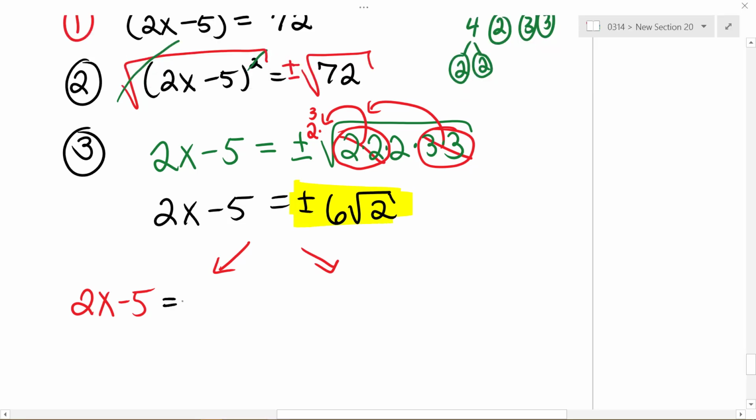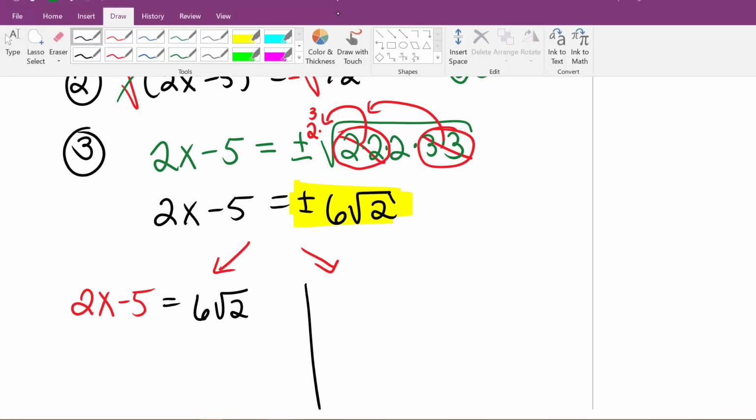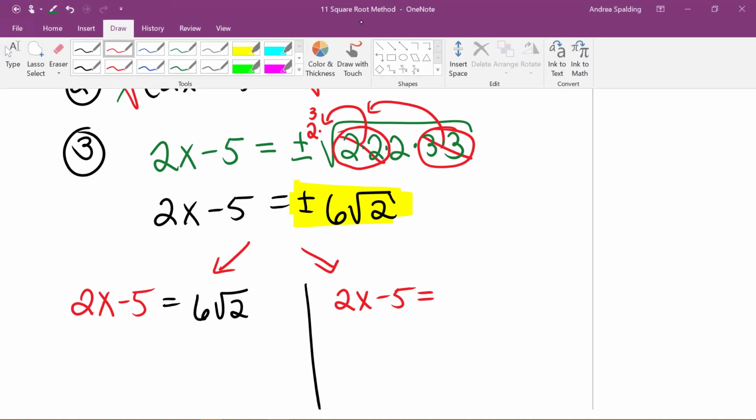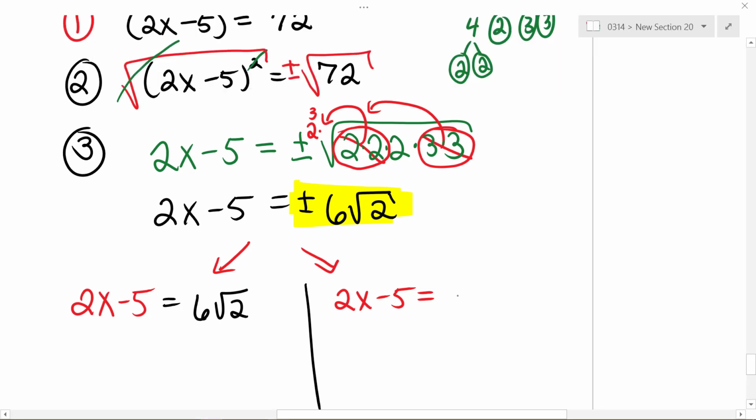So I'm going to write it as a plus 6 times the square root of 2. So that's one equation. And we're also going to write that as 2x minus 5. Okay, so the left side is not changing. It's the right side that we're rewriting as 2 different ways. We're going to write that as now negative 6 times the square root of 2.